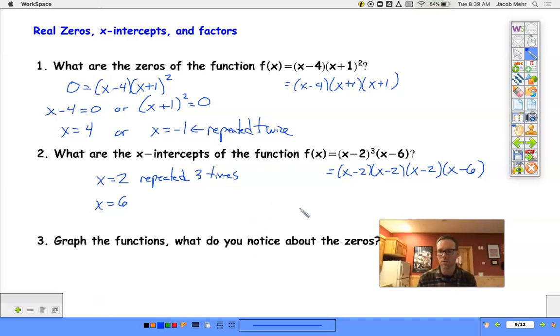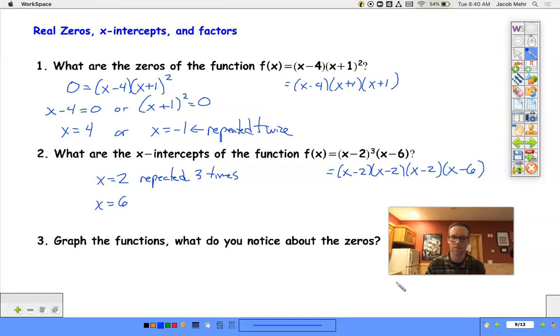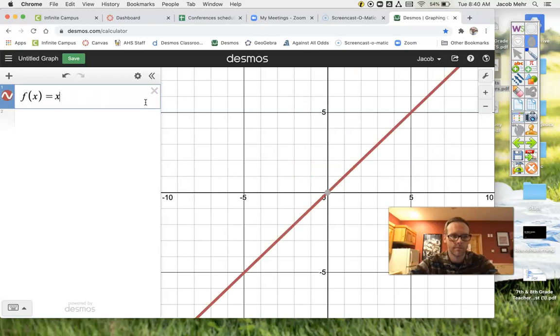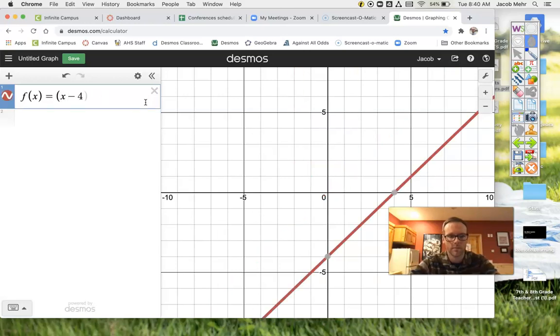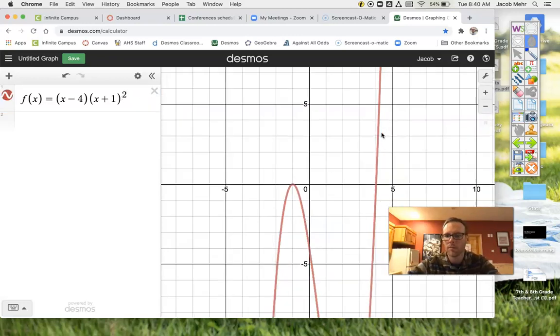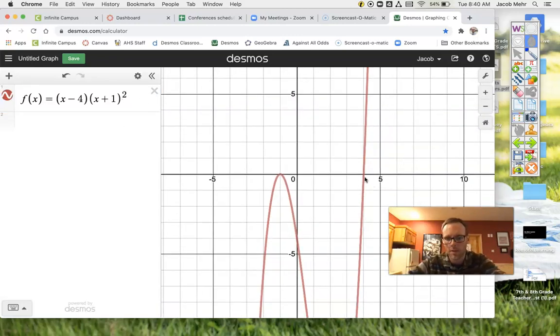Now I want to show you something really interesting that happens with the graphs of these repeated zeros. So let's do x minus 4 times x plus 1 squared. Now, something interesting happens. Our first x-intercept is 4, and we're just cruising right through. But notice what happens at the x-intercept of negative 1. It comes up and it touches the x-axis and goes back down.